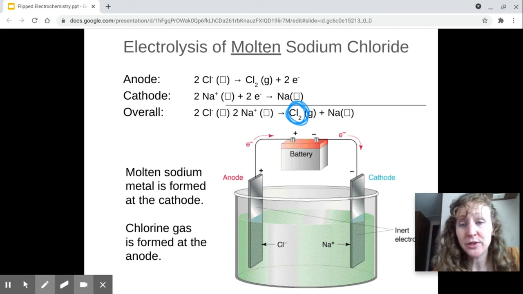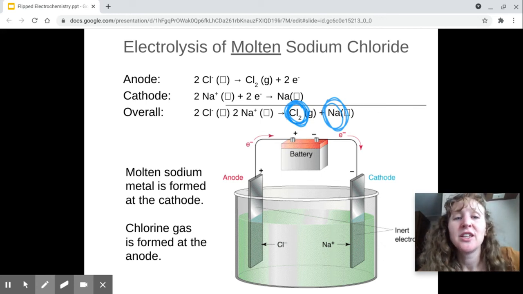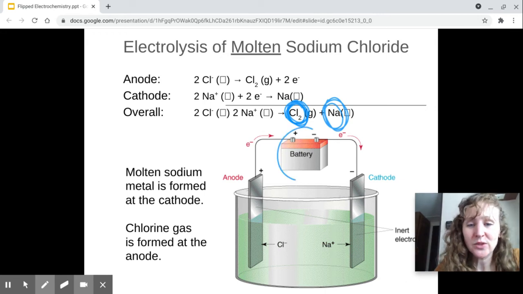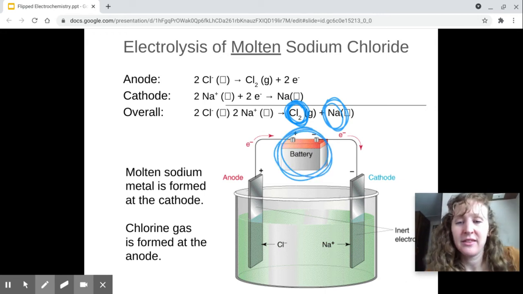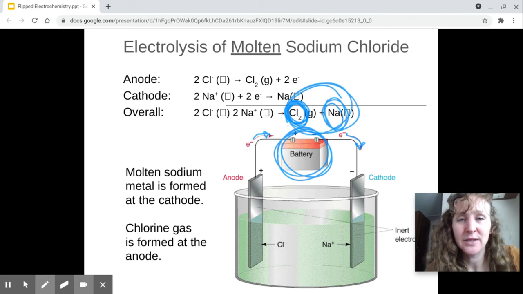But if you wanted to produce solid sodium or chlorine, that's not a spontaneous reaction. You have to put energy in. Notice we have a battery here, and the reaction is basically run backwards in order to obtain these products.